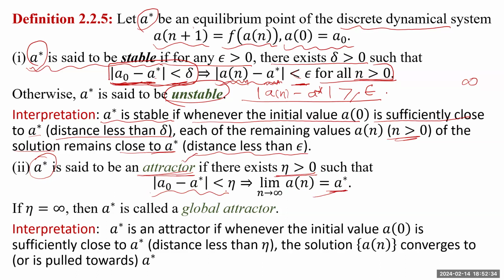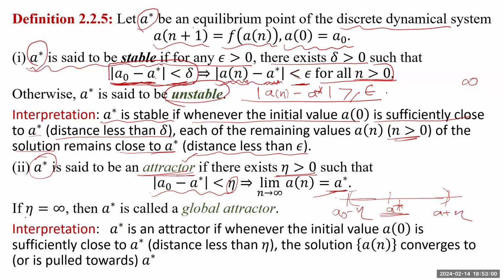If here the eta, what is the meaning of this one? The A star, this is an A star. The A star lies in between A naught minus eta and A naught plus eta. So there is an interval in between. In this interval, there is an A star.